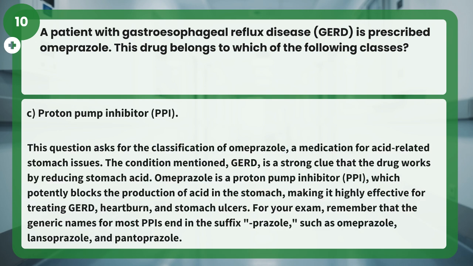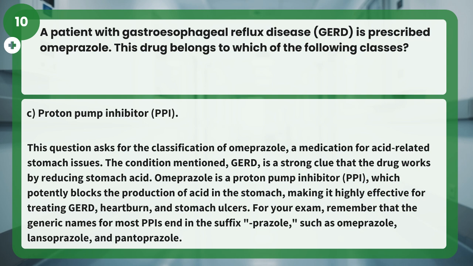Answer: C. Proton pump inhibitor, PPI. This question asks for the classification of omeprazole, a medication for acid-related stomach issues. The condition mentioned, GERD, is a strong clue that the drug works by reducing stomach acid. Omeprazole is a proton pump inhibitor, PPI, which potently blocks the production of acid in the stomach, making it highly effective for treating GERD, heartburn, and stomach ulcers.